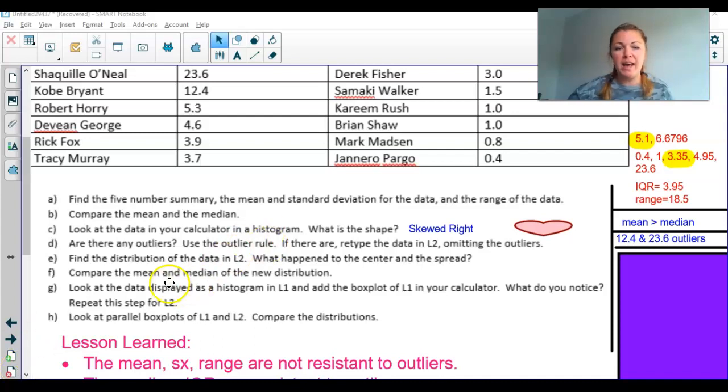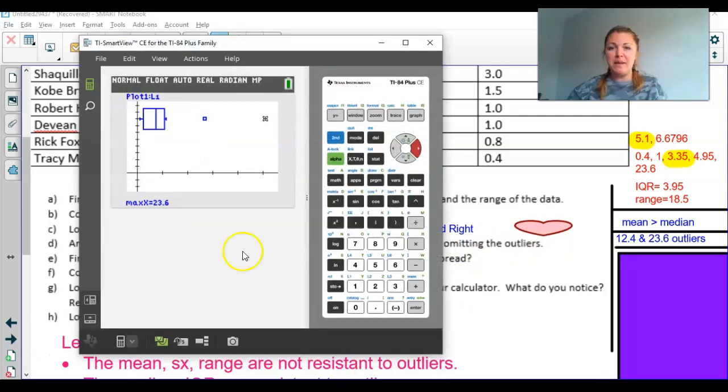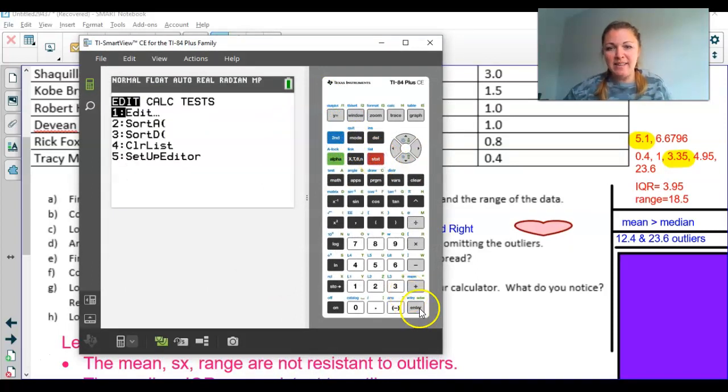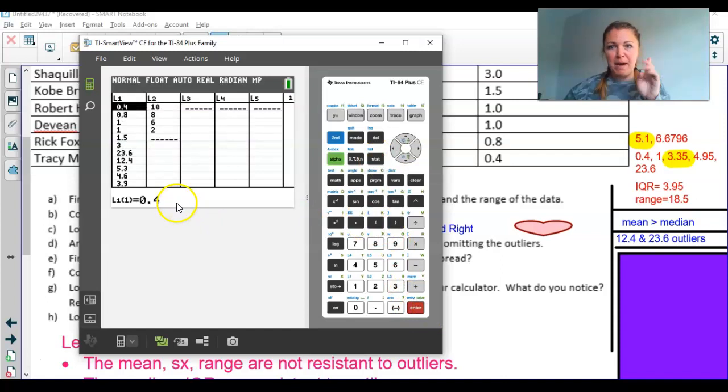I didn't do this. You can keep it in L1 actually. If there are outliers, we want to retype the data in L2, omitting the outliers. So what I did is I just went, because it's fine, I'm not going to show you a side-by-side box plot. I just went to stat, I hit enter, and now keep in mind, mine was entered a little bit weirdly. So you want to find Kobe Bryant and Shaquille O'Neal. You want to find their data, and that's that 23.6 and the 12.4. Most of yours should be at the top. Mine's in the middle just because I entered it in weird. I'm going to hit delete 23.6 and I'm going to delete 12.4.